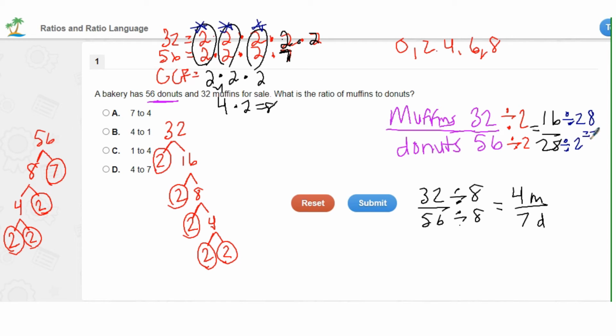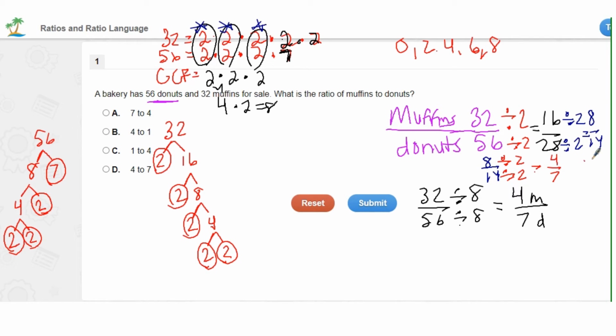Now, these are still two even numbers, so they're still divisible by 2. So I'm left with 8 and 14. And I'm going to divide by 2 again because it's still two even numbers. That means it's divisible by 2. 8 divided by 2 is 4, and 14 divided by 2 is 7. So whether you use the greatest common factor or not, you will still get the same answer.